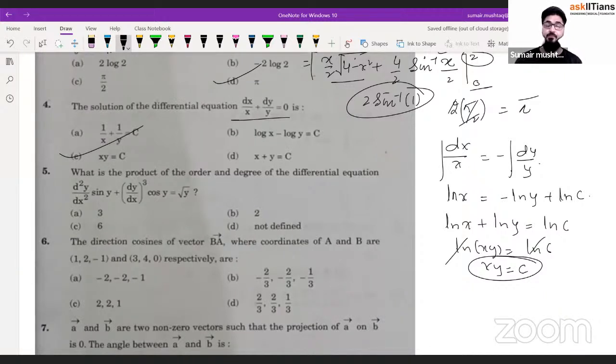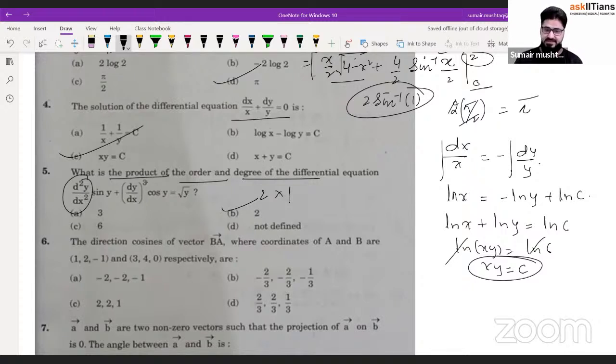Is that clear? See how easy this thing is. Now, what is the product of the order and the degree of a differential equation? The order of this is 2. What is the degree? Degree is the highest power on the order, so its degree is 1. So what is the product? The product is 2. So option B is correct.